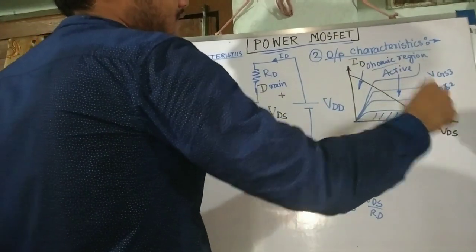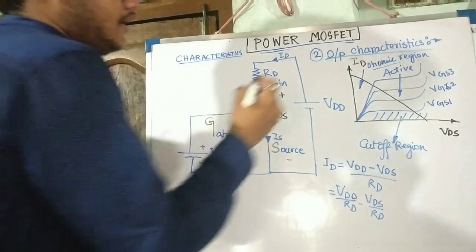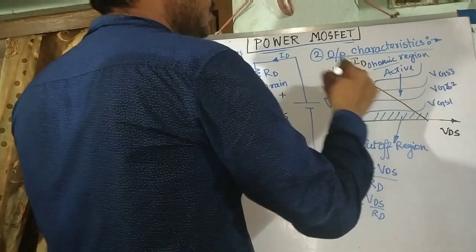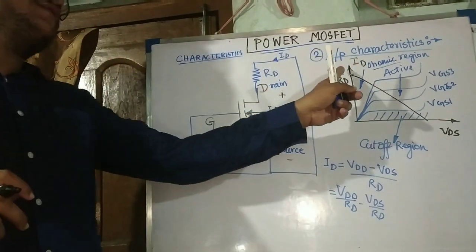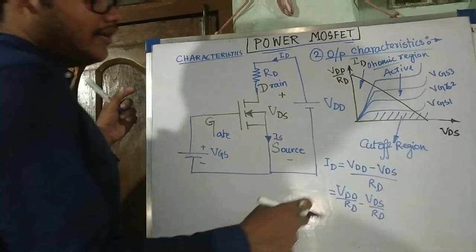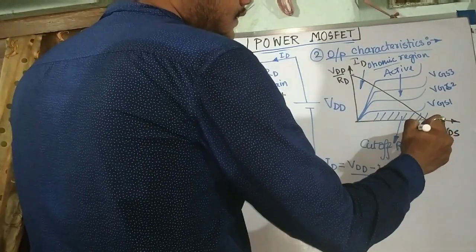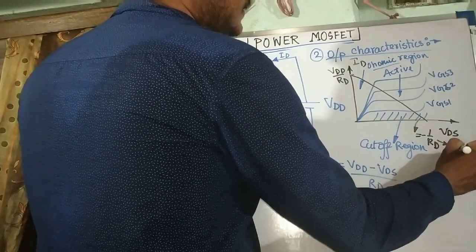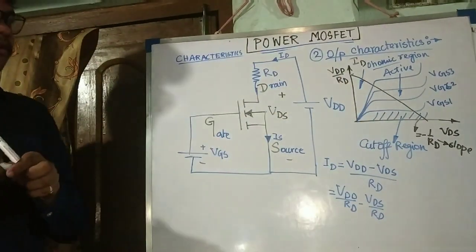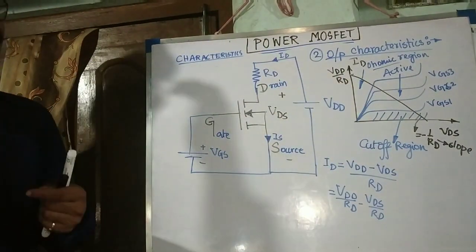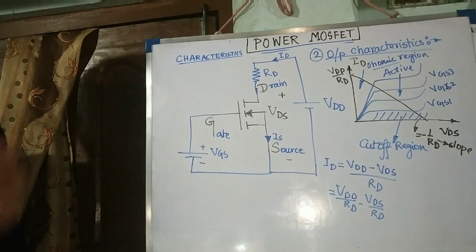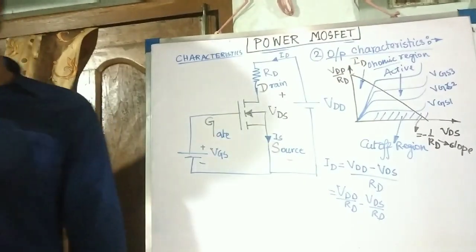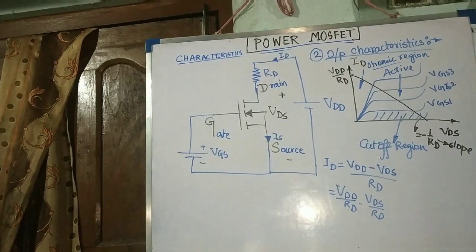What is load line? We have already studied it. It is the locus of all operating points. This intercept is your VDD by RD, similar to the power BJT, where the intercept was VCC by RC, and the slope of this line is -1 by RD, where RD is the drain terminal resistance. So this is the output characteristics of your power MOSFET. We have also studied the transfer characteristics, or you can say the input characteristics, of the power MOSFET. So let us move on to the next topic.